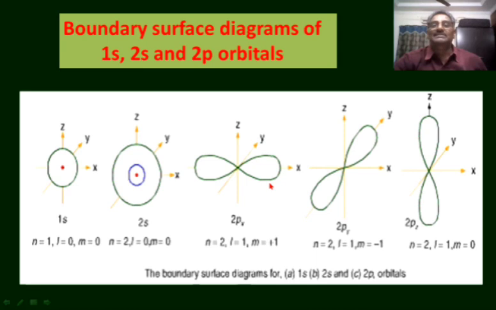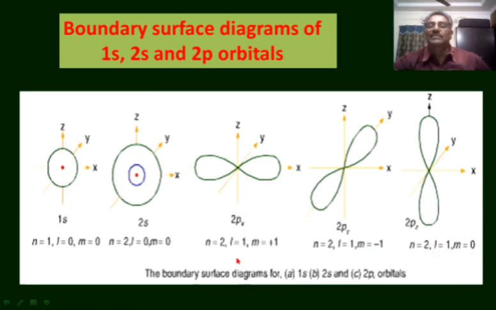The p orbitals start in the second main energy level. For n equal to 2, L can have two values, one is 0 and the other is 1. For L equal to 0, the orbital is said to be the 2s orbital. For L equal to 1, the orbital is said to be the 2p orbital. For L equal to 1, M can take three values, +1, -1 and 0.